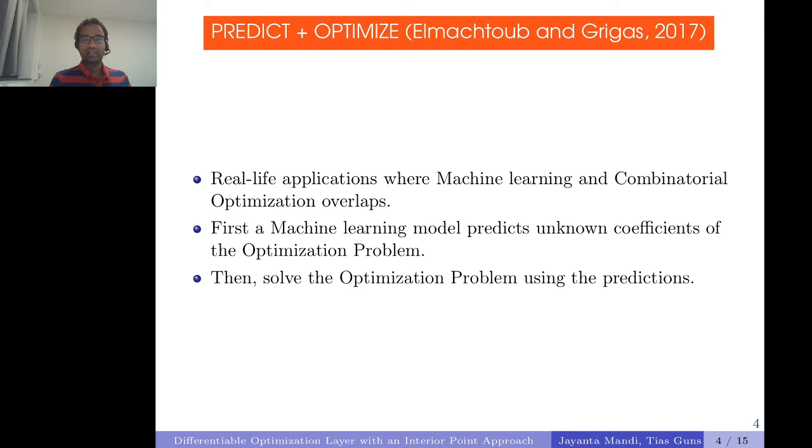So these are examples of the predict plus optimize class of problem where machine learning and combinatorial optimization join hands. Here the final objective is to solve a combinatorial optimization problem, but some of the coefficients of the combinatorial optimization problem are not known, so a machine learning model is called to predict those coefficients.